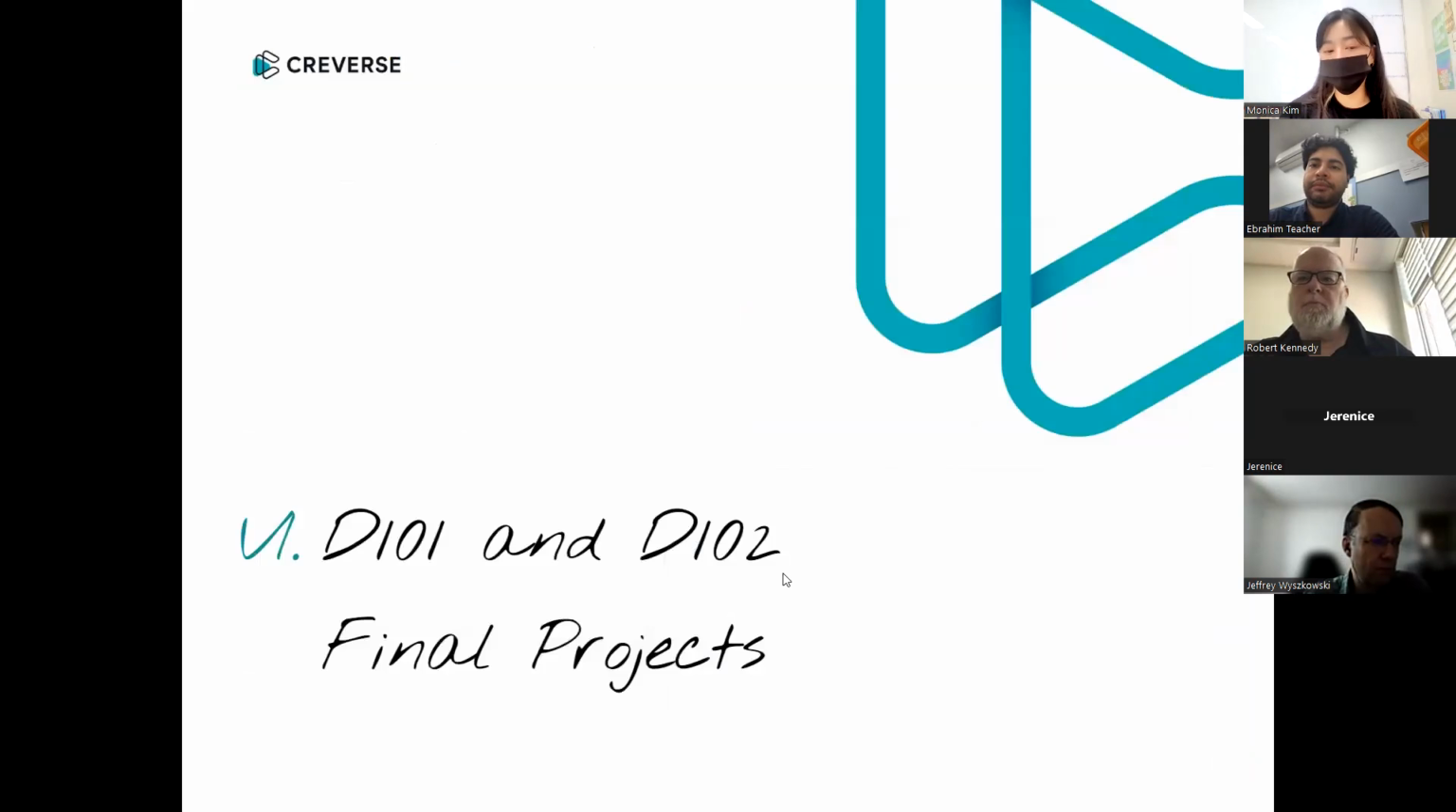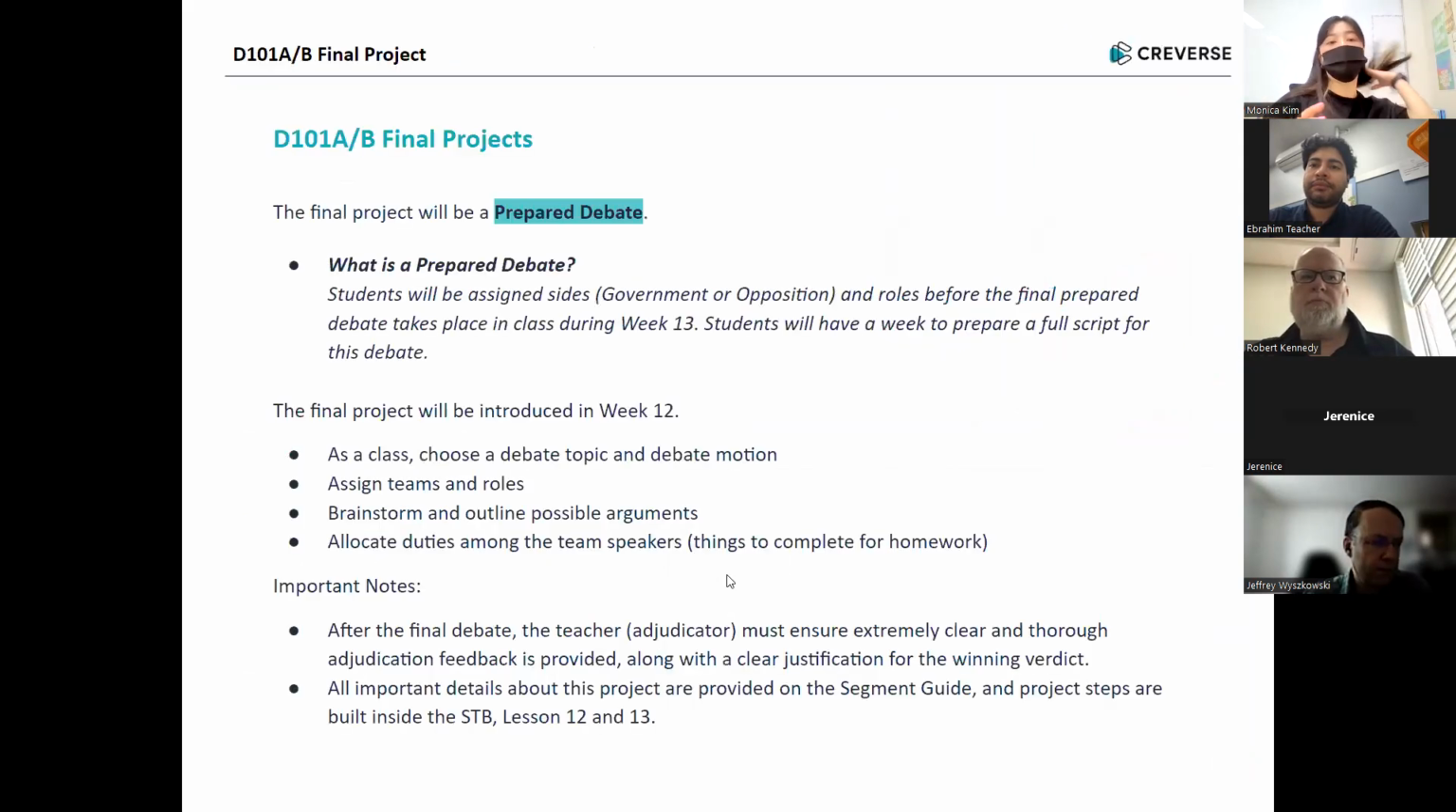And then we're going into final projects. For all D101 final projects, it's basically a prepared debate. All the specific instructions are outlined in the smart textbook for the students, and you have all this information in the segment guide for the final projects. Basically, the biggest reason why I chose a prepared debate is just so that if you are ever interested in sending your students out to Cheongdam debate competition, currently the debates are prepared debates. So you can help your students prepare for that if you want to, but that's basically the final projects for all D101 classes.